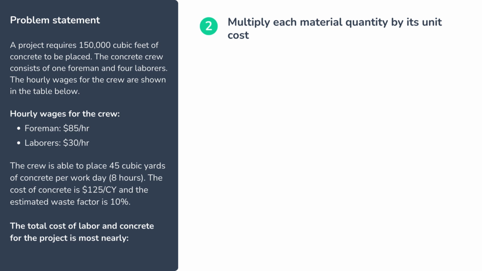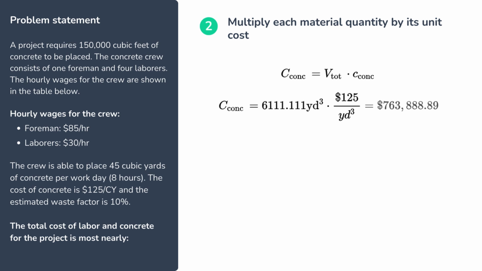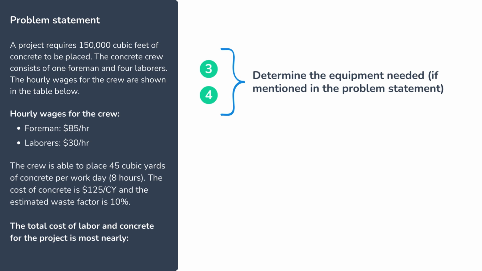Next, we need to find out the cost for the concrete. We multiply the total cubic yards, which is 6,111.111, by the cost of concrete per cubic yard, $125, giving us a total concrete cost of approximately $763,888.89. Since there is no mention of equipment in the problem statement, we can skip steps 3 and 4 from our list.